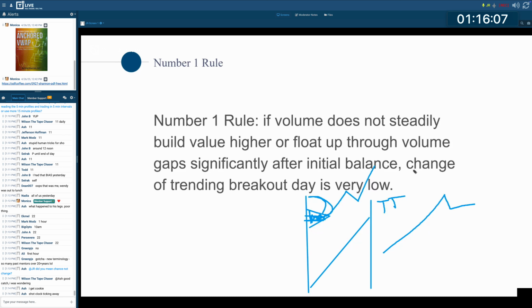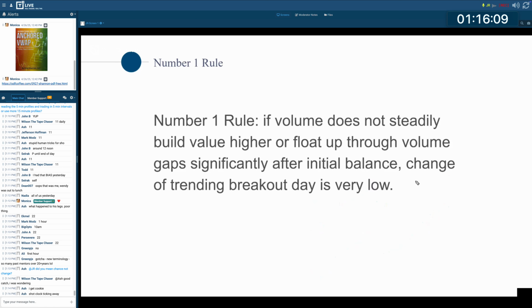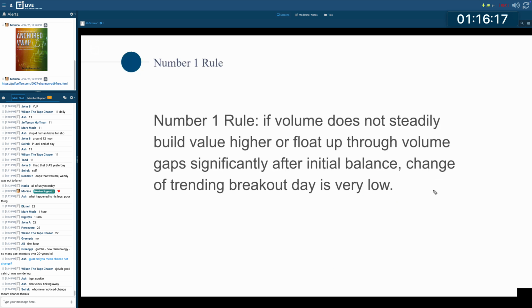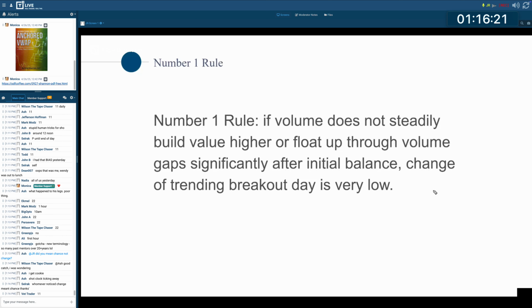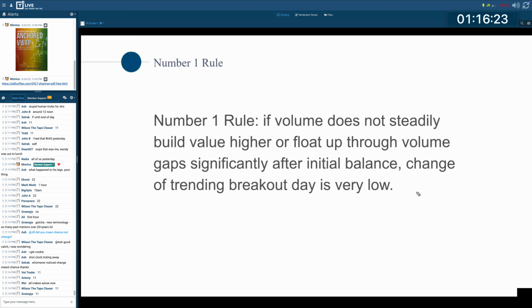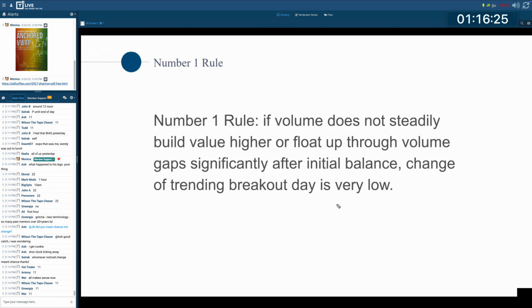Sorry for the typo there. Good catch, whoever that was. Ash has been on the ball today. Does that make sense, guys? So watching that initial balance and that profile in the beginning of the day is essential.